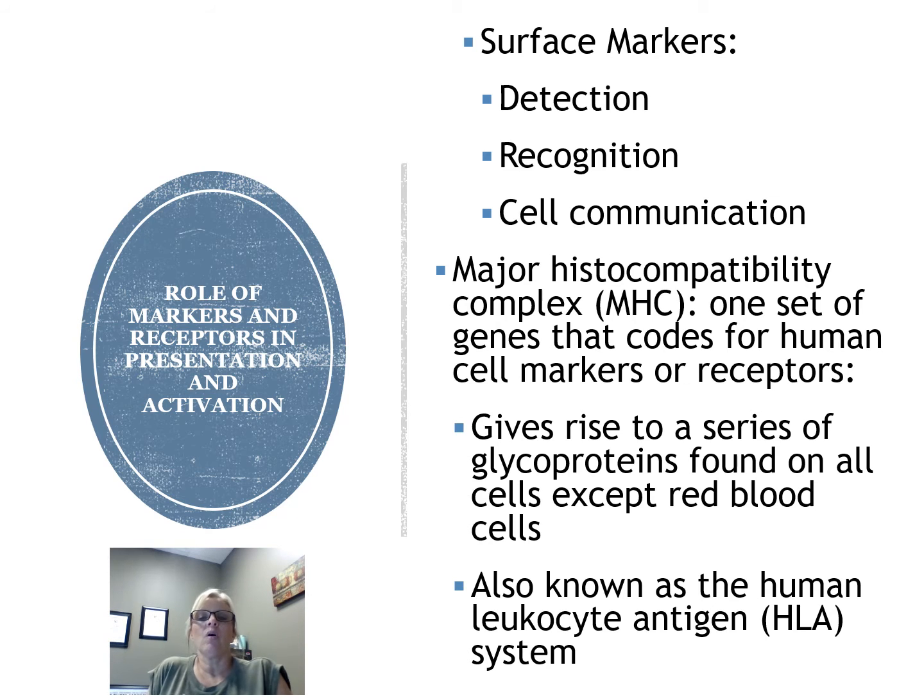They are what we call a major histocompatibility complex. This is a set of genes that codes for human cell markers or receptors. It's basically a little sign on the outside that's like a name, okay? This is also known as human leukocyte antigen or HLA. And so this is important to the immune system. It is also important in things like tissue transplants.